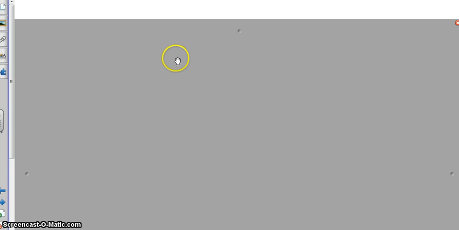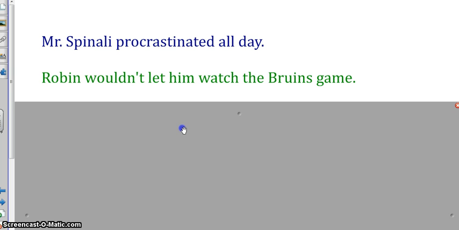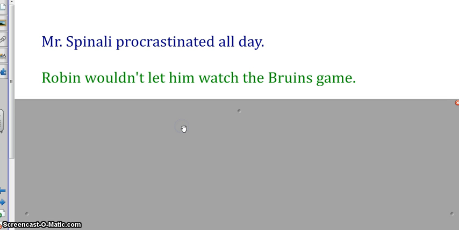For example, if you look at this first one, the sentence is Mr. Spinelli procrastinated all day. The second sentence is Robin wouldn't let him watch the Bruins game. Now, if these two sentences were next to each other, we might be able to figure out how they're connected, but let's take all the guessing out of that for our readers.